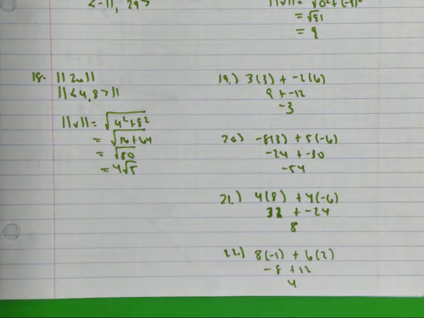21 and 22 are in linear combination form. You see how I did that? 4 times 8 plus 4 times negative 6. 22, 8 times negative 1 plus 6 times 2.